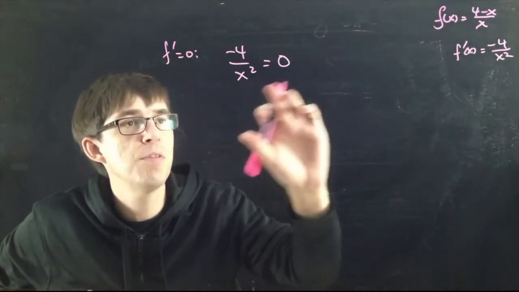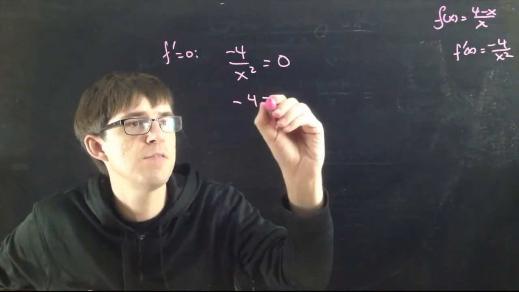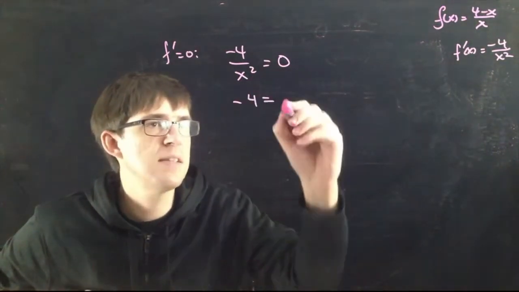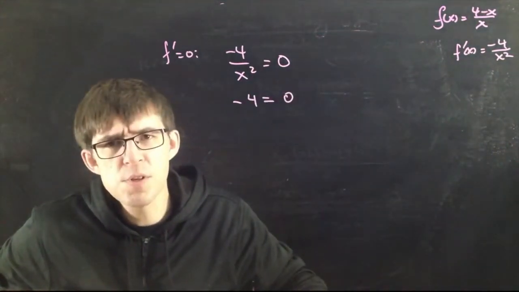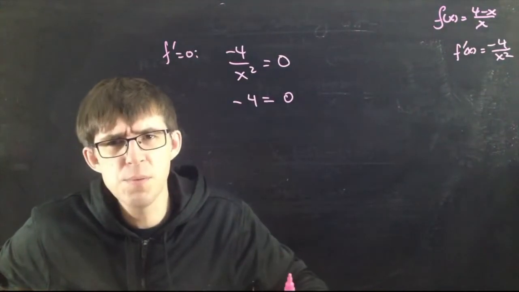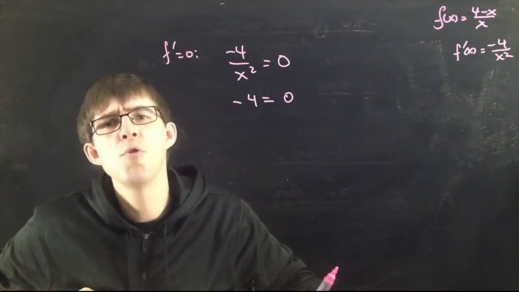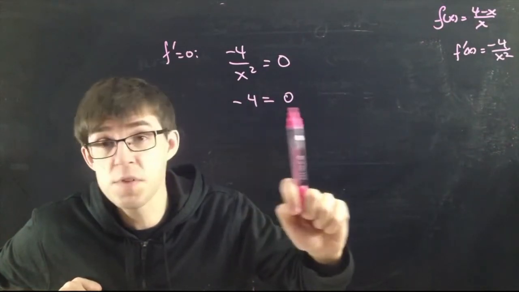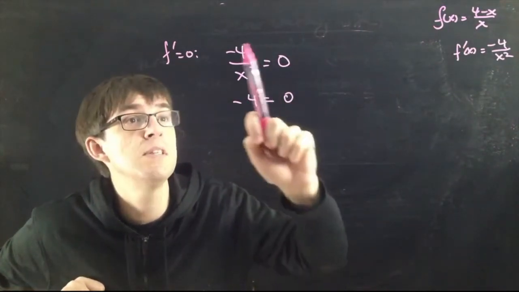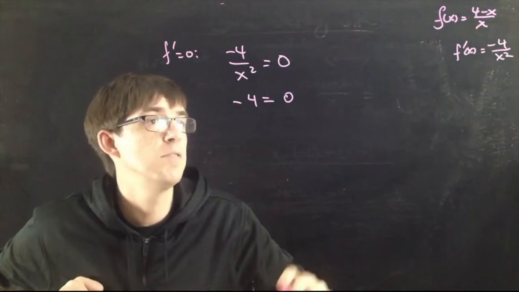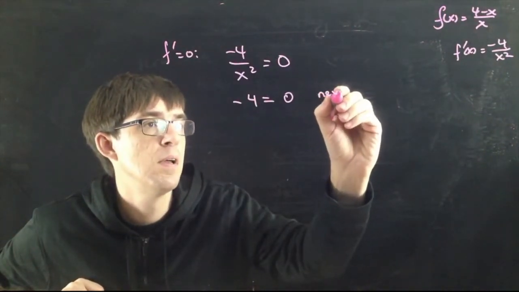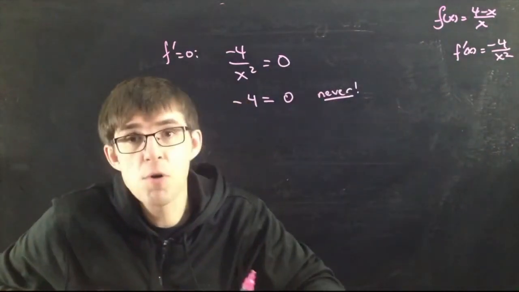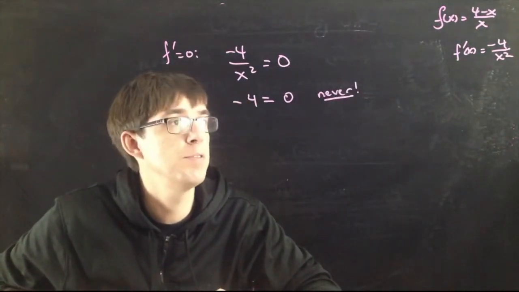Solve for x. I'm going to multiply the denominator across. It'll say minus 4 equals x squared times 0. Actually, that's 0. Minus 4 equals 0. Remember what to do when you see some nonsense like that? Your conclusion here is that this is not possible, which means it is not possible for the first derivative to equal 0. So f prime equals 0, never. There are no such values that make f prime equal 0.